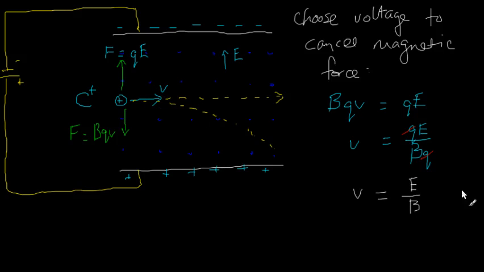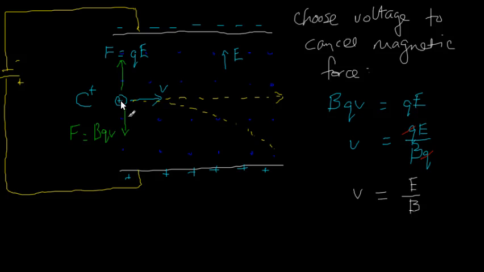Right, what this means is that if I choose the voltage so that the electric force cancels the magnetic force, then the particle will go straight because the forces cancel. Then the velocity must be equal to the electric field strength divided by the magnetic flux density. Now this gives us a very simple relation.